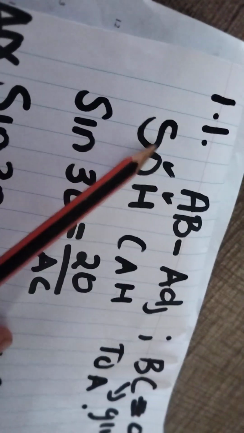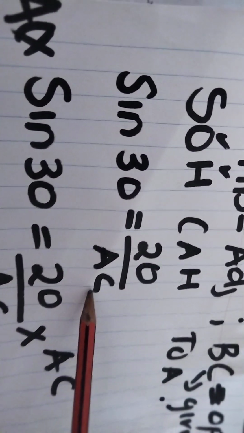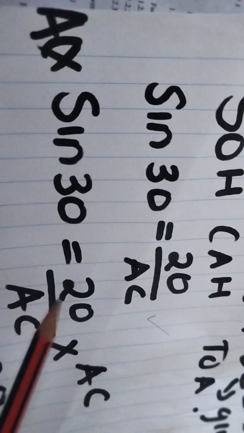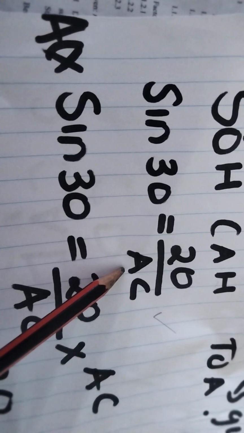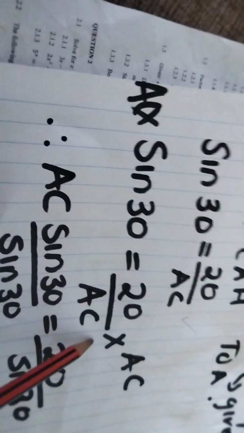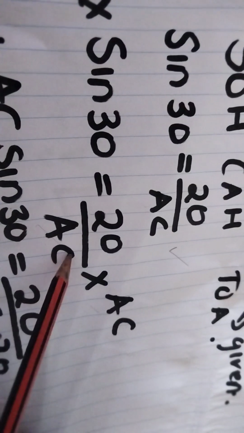Then I go to the problem solving. Between SOH and TOA, I'm going to use SOH because I have the opposite and hypotenuse. Now I continue: the sine of 30 is equal to opposite over hypotenuse, and I substitute. Now I work out, making AC the subject of the formula. Since AC is in the denominator, I multiply by AC on both sides, and AC cancels on that side.